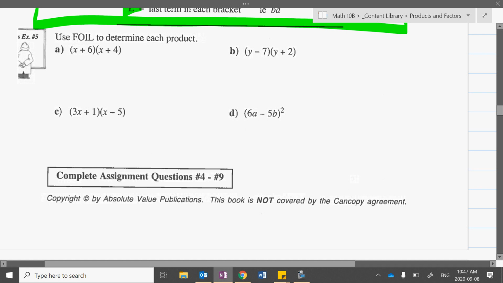So this is our first, outer, inner, last. X times X gives us X squared. First. Outer, X times 4 gives me plus 4X. Inner, X times 6 gives me plus 6X. And then last, 6 times 4 gives us 24.